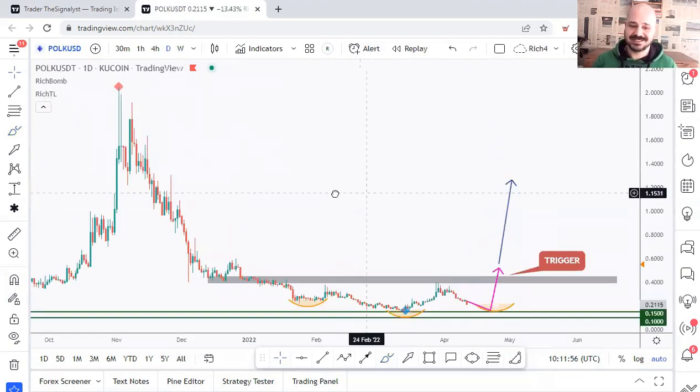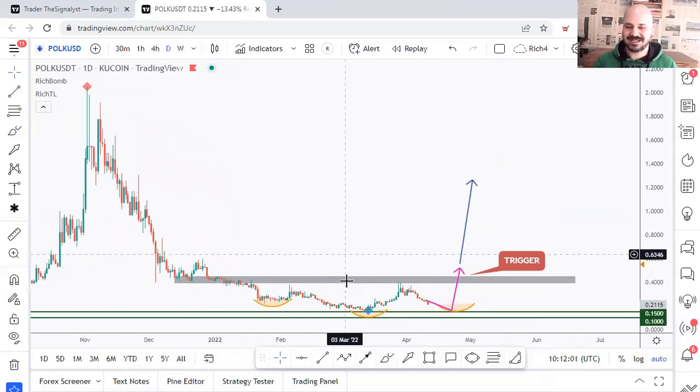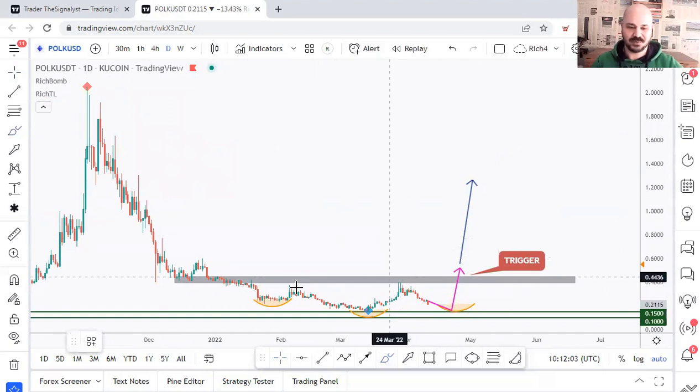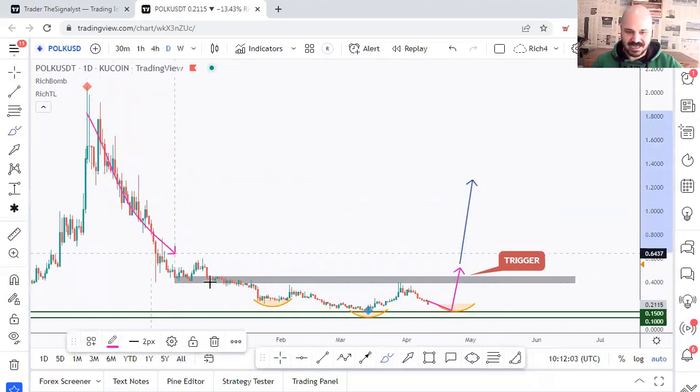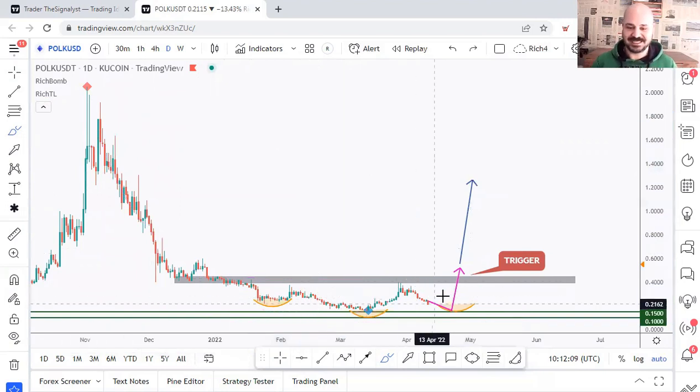Next, for Pork, big impulse movements. We've got a strong demand zone around this area, around 0.1, 0.15. Also bearish, now going flat, right? And waiting for the bulls to take over.